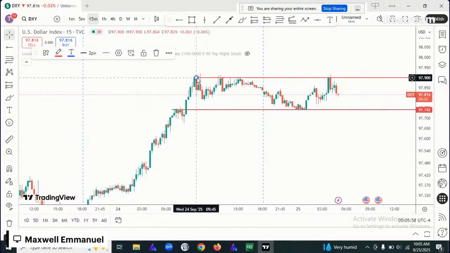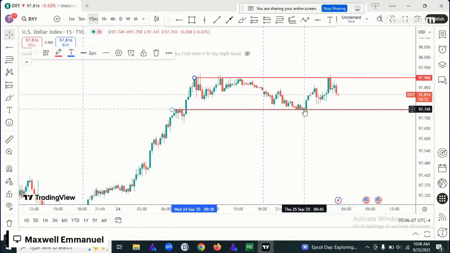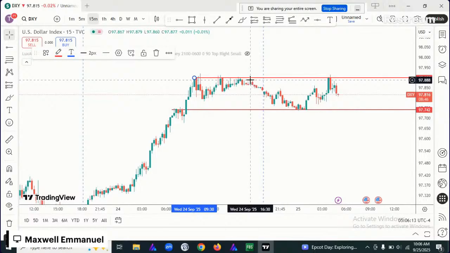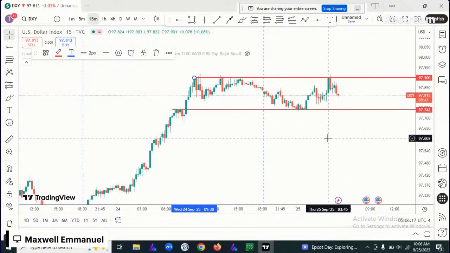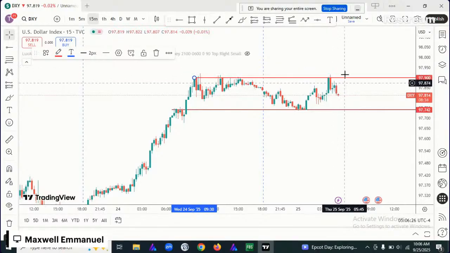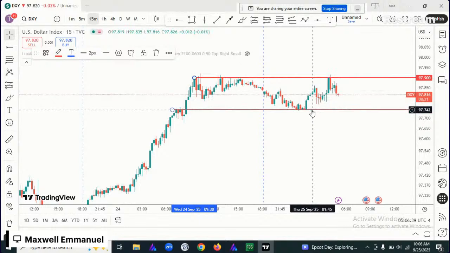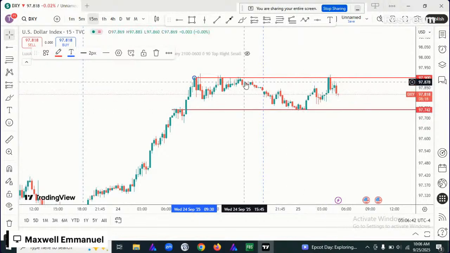So today it's either DXY breaks out from the high of this range, or it breaks the low of this range. That is what is going to play out today on the US dollar index. If GDP and unemployment claims are positive for the United States, we should expect more buys on the dollar index. And if the news comes out negative for the US dollar, then we should expect the US dollar to break out from this range. That is what I see playing out on the US dollar.